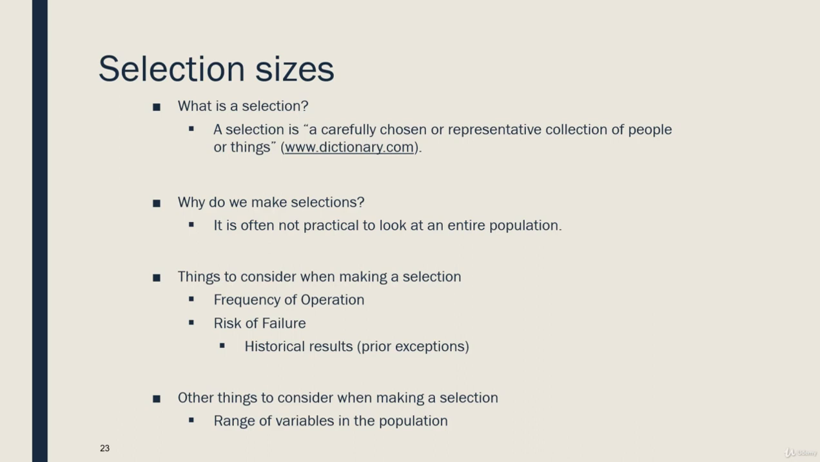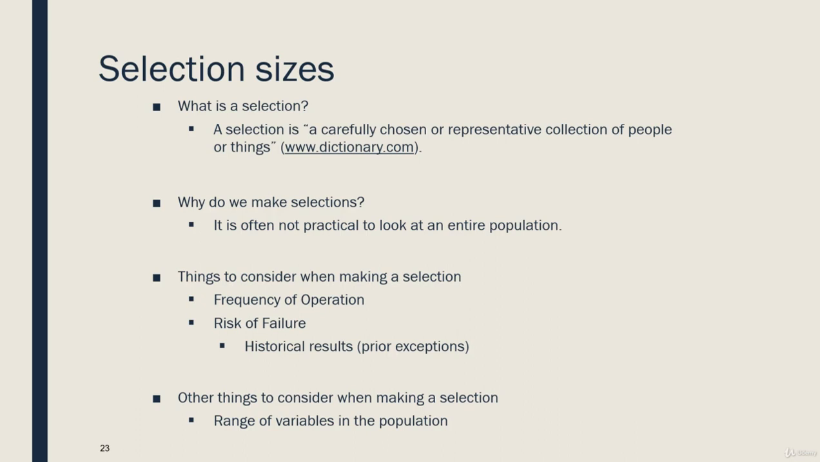Simply put, according to the dictionary, a selection is a carefully chosen or representative collection of people or things, in this case, items or evidence for testing. Why do we make selections? As noted earlier, it's simply because it's not feasible to look at an entire population.